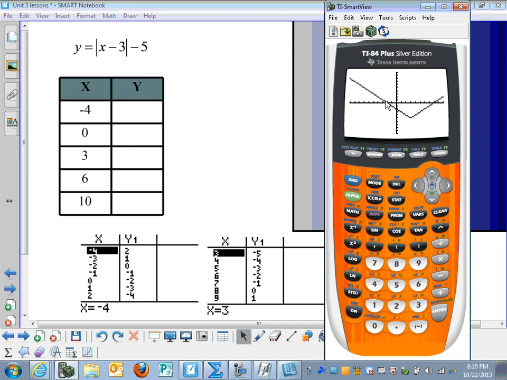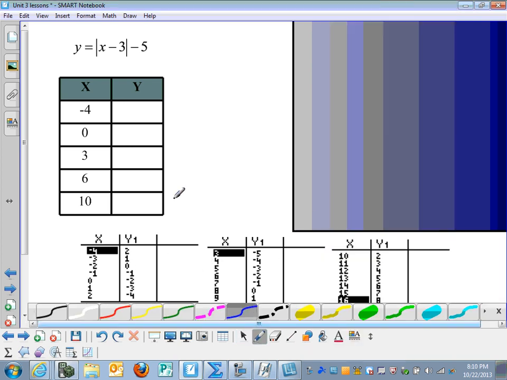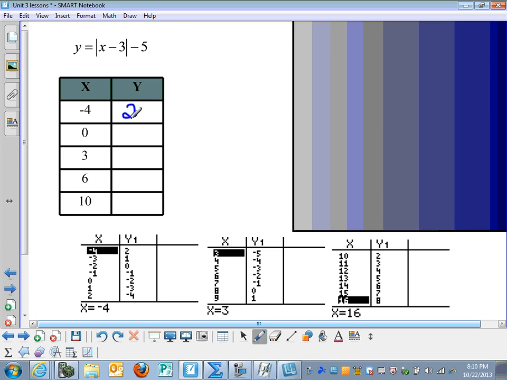Now here, if I was graphing this, I would make sure I get some points here. I'd make sure I get this vertex, which if I trace, let me see, 1, 2, 3, I think it's 3. So trace, enter, yeah, 3, negative 5. So I'd make sure I'd be picking up a point there and points to the right and left. Here we have some predetermined points. Of course, you would go to second table and find the corresponding y values. So we have negative 4, 2, 0, negative 2, 3, negative 5, 6, negative 2, and 10, 2.